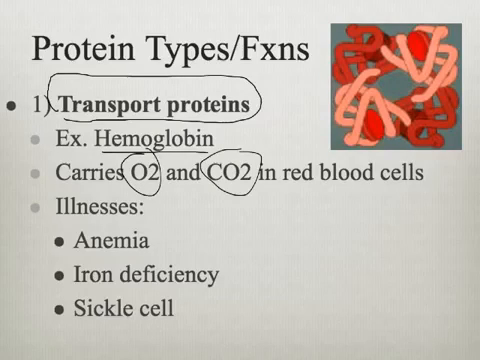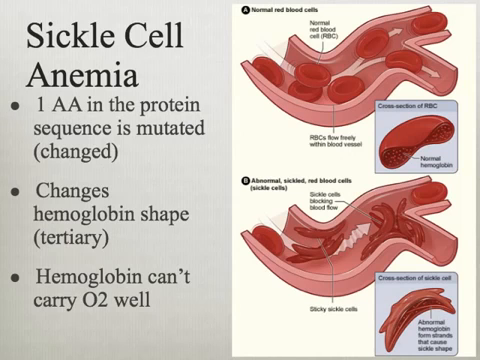And I mentioned earlier, if for some reason the hemoglobin in your body does not have the right primary structure, it doesn't have the right amino acid sequence, you can be anemic, you can have an iron deficiency, or you can even have sickle cell anemia. Okay, so in sickle cell anemia, I already alluded to this a little bit earlier, but just one amino acid in the whole protein sequence is changed to something else, and therefore, because it's changed, the protein does not form properly, and it can't carry oxygen.